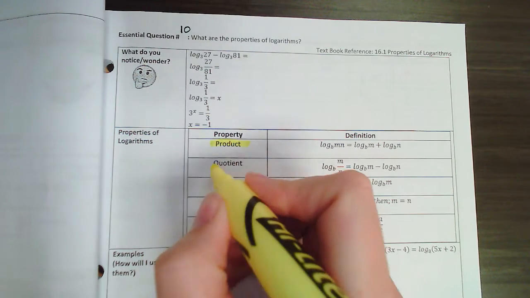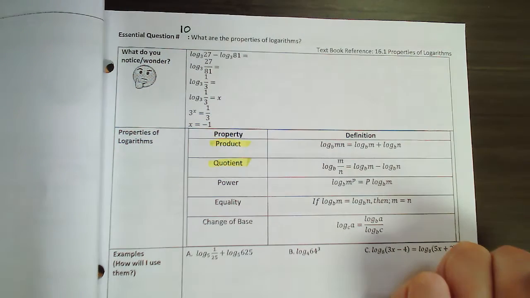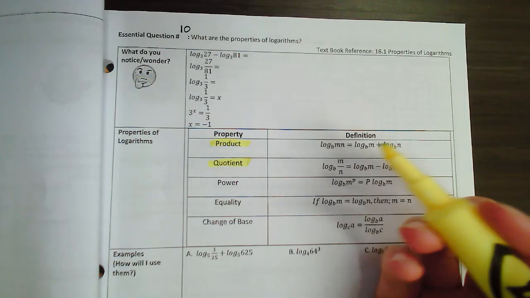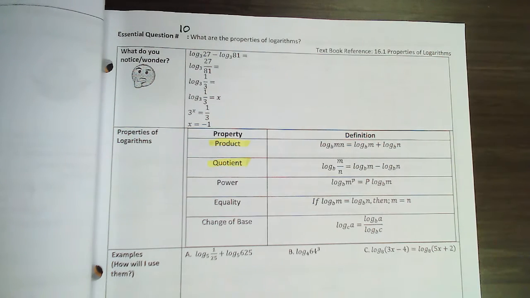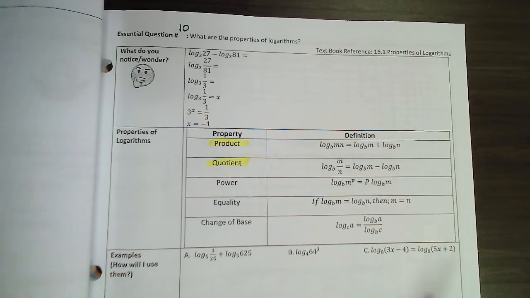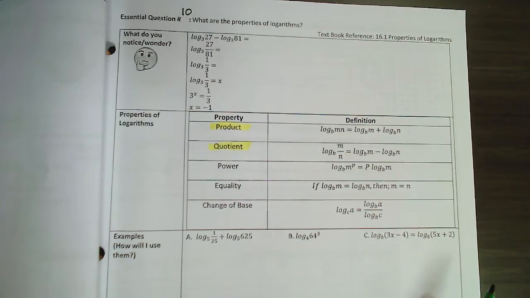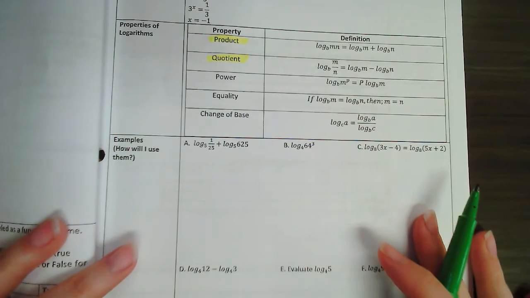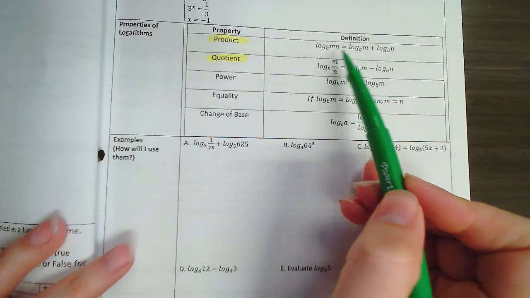The 2 that you're going to use the most are the product property and the quotient property. We do use the remaining 3 quite a bit, but if you have a solid foundation on the product and the quotient, you should be in good hands as far as log properties go. So basically what you need to know about the properties of logs is that these are interchangeable.